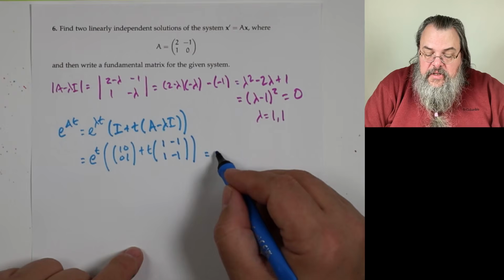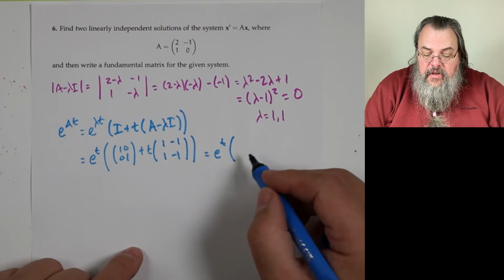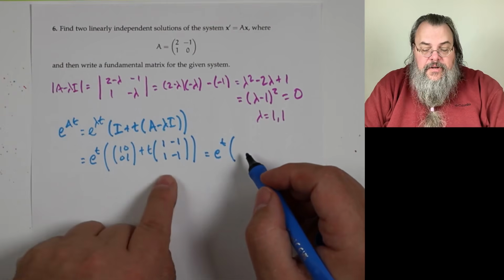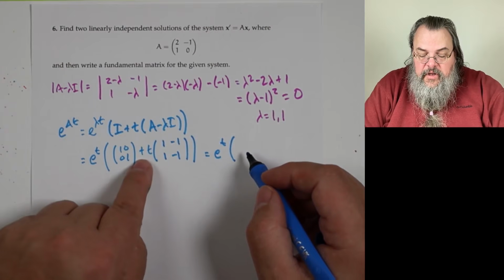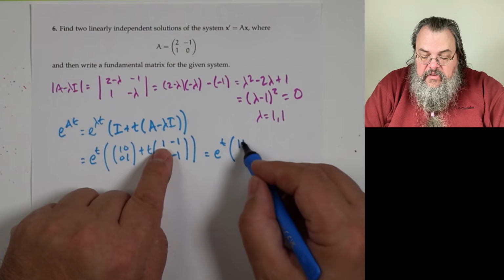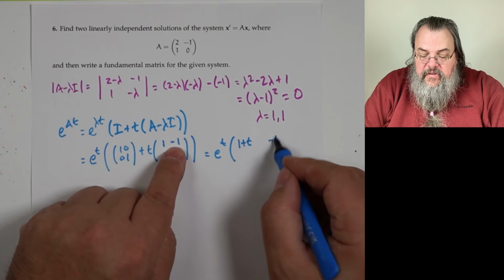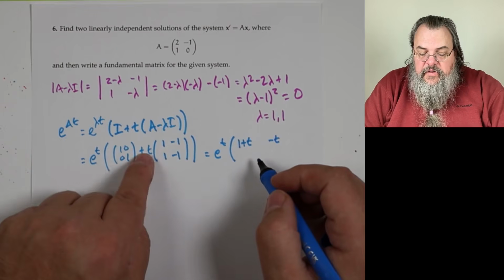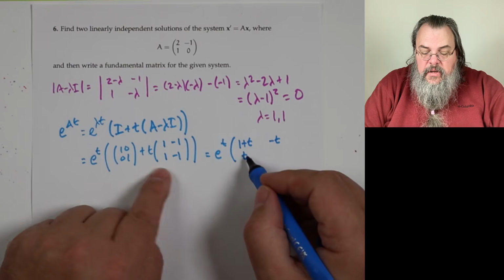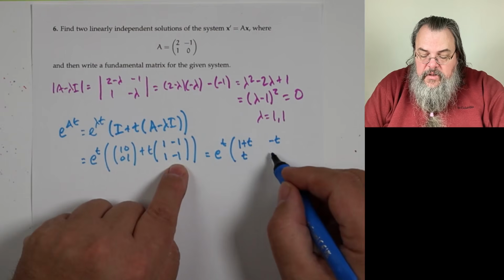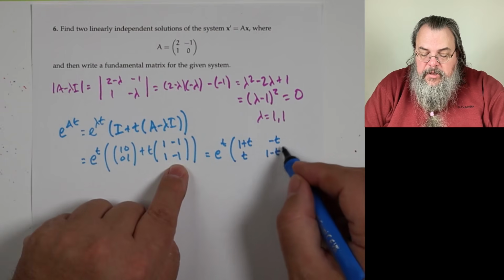Which is e to the t times, and we'll just put these together. So we're going to get 1 plus t times 1, so that's 1 plus t. 0 plus t times minus 1, that's minus t. 0 plus t times 1, t. 1 plus t times minus 1, 1 minus t.